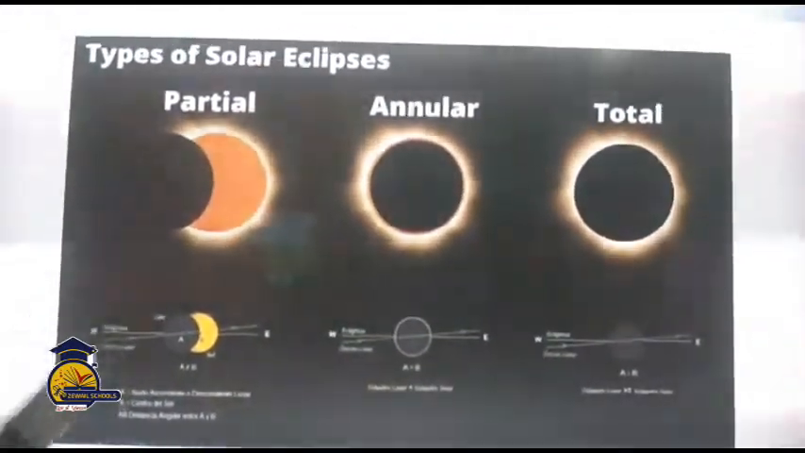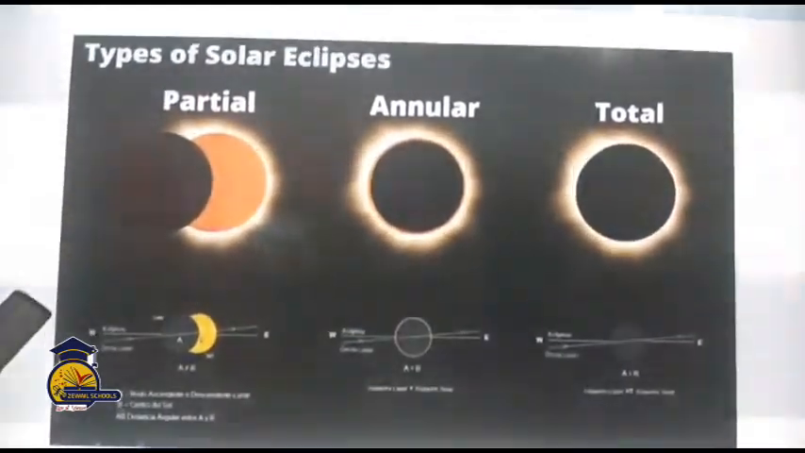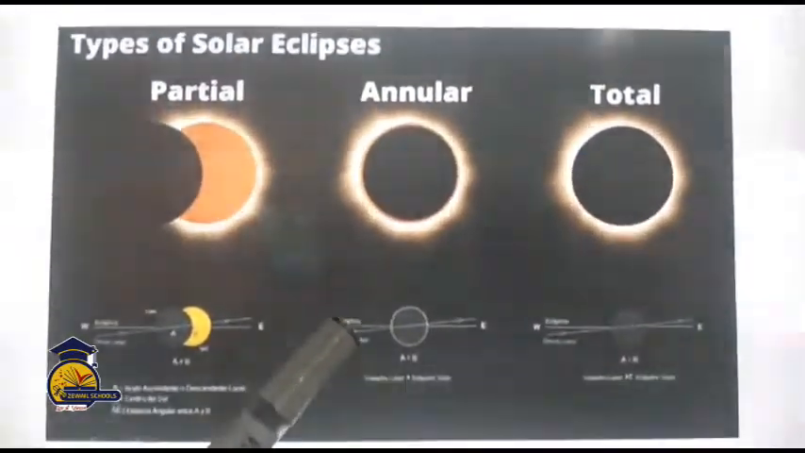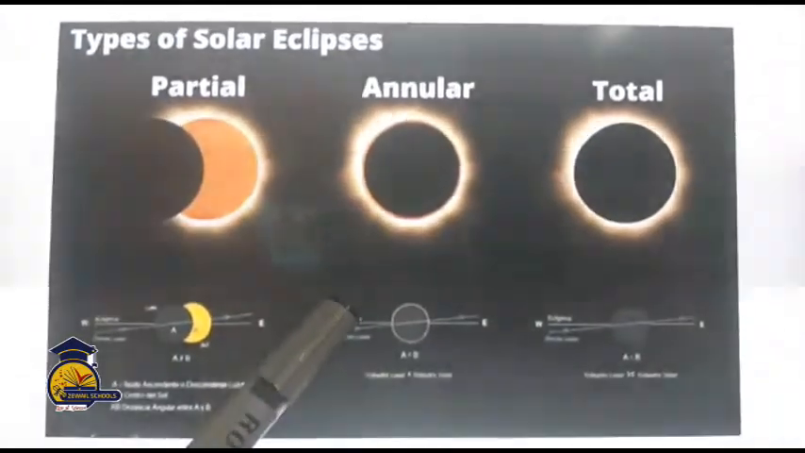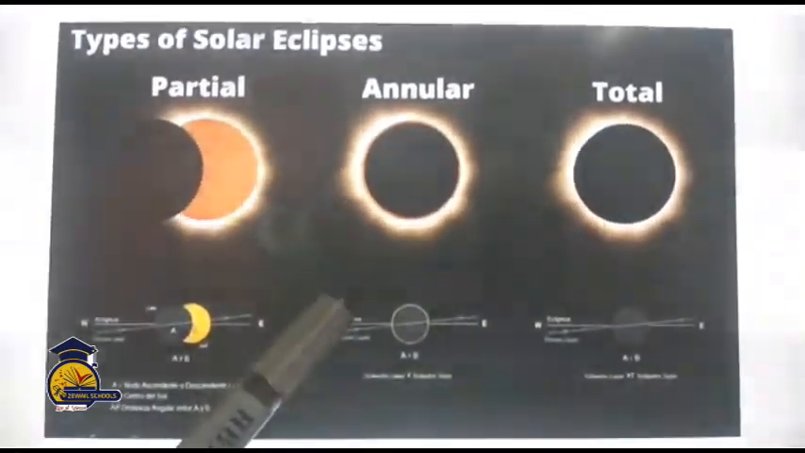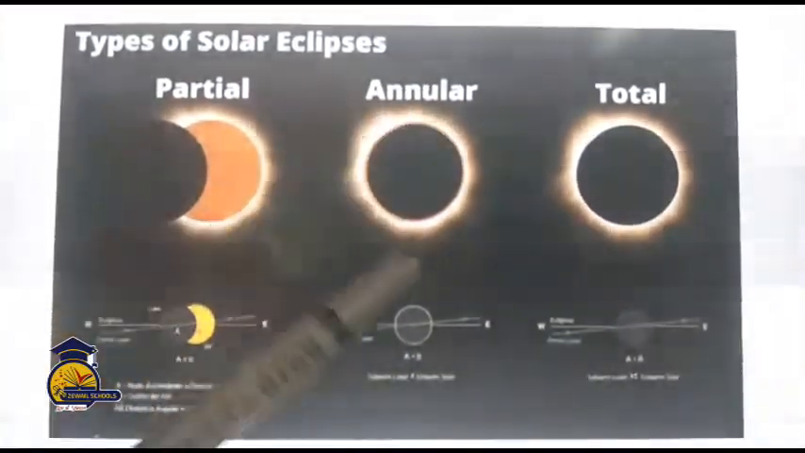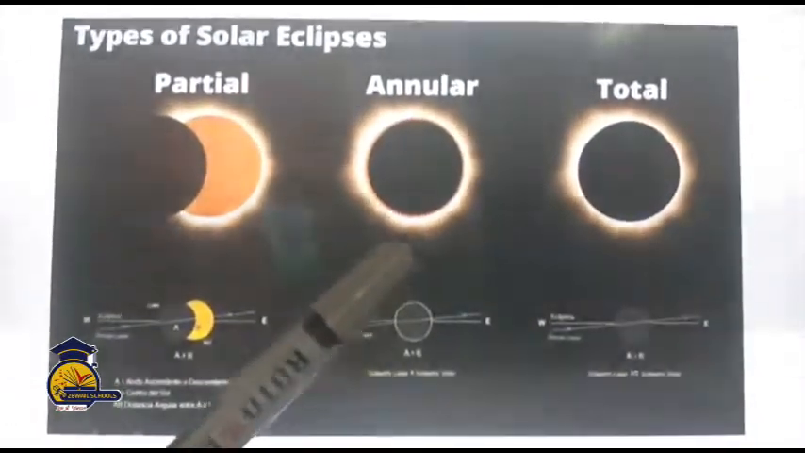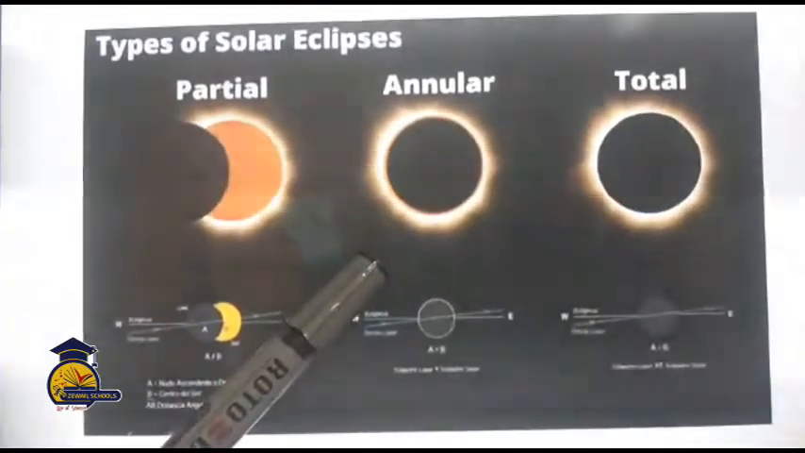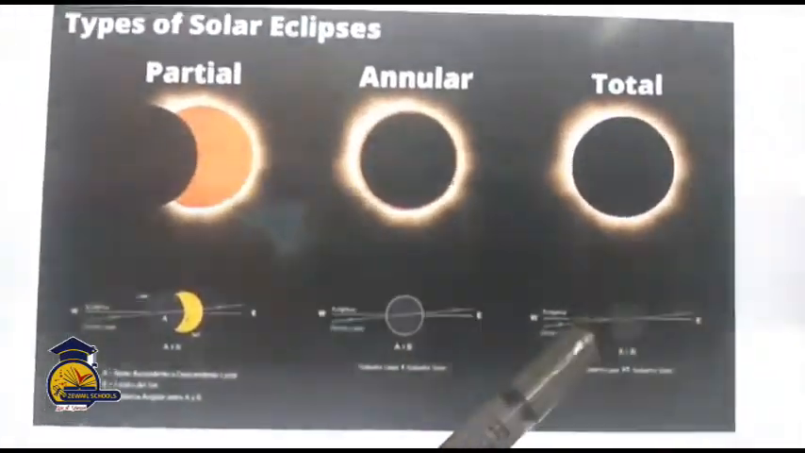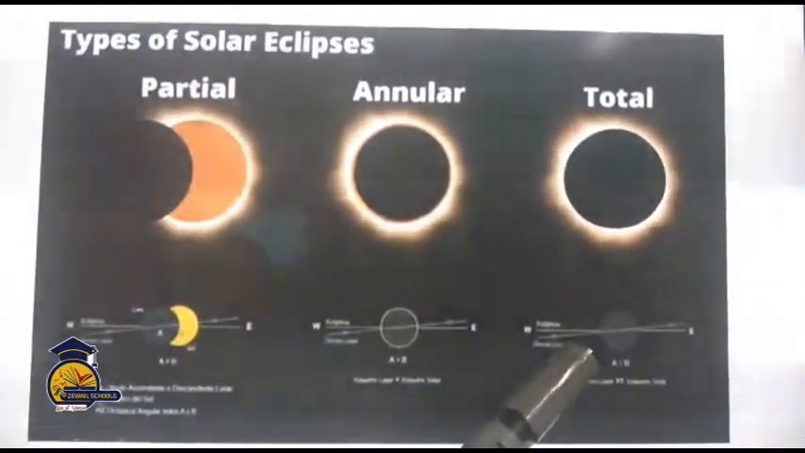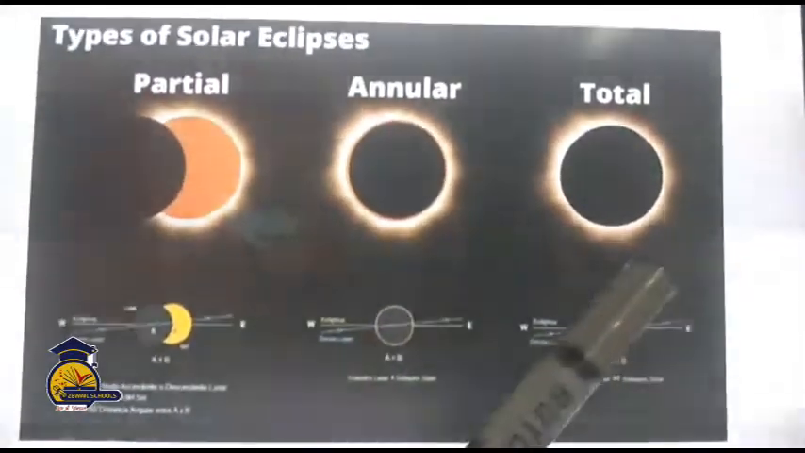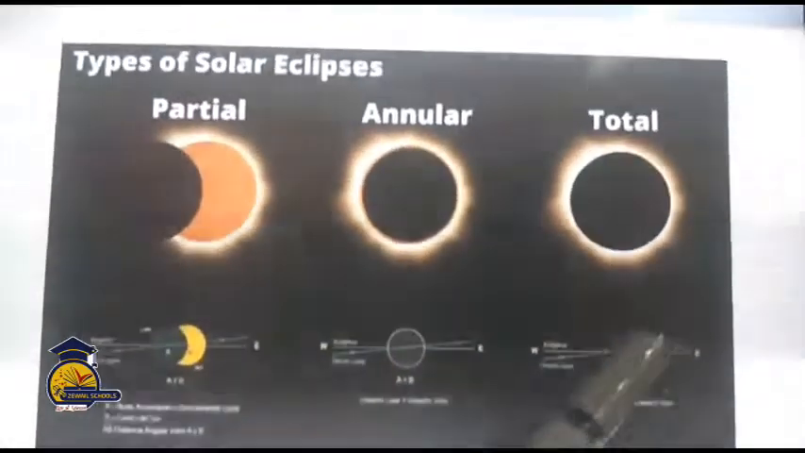Okay, number 1, partial solar eclipse. It happens in semi-shadow area, penumbra of the moon. Okay, annular solar eclipse, in which the sun appears as a lighted ring, and it's formed when the moon is in a higher orbit from the earth. Okay, number 3, total solar eclipse. We can't see the sun completely, and it's formed in the shadow area umbra of the moon.